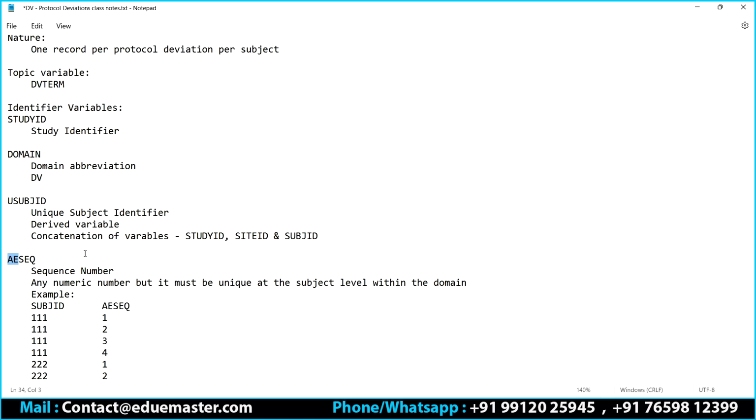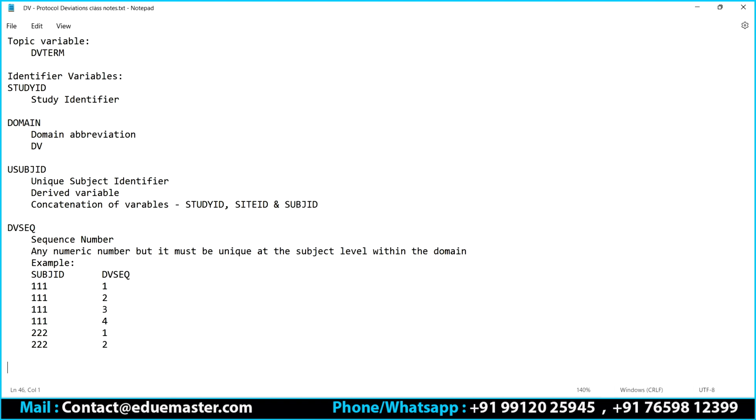Let's start with this particular variable, and that variable is nothing but your protocol deviation sequence number. Any numeric, but it must be unique at the subject level within the domain. The same thing, let's say you have your medical history sequence, you have DV sequence, correct? The same thing, the sequence numbers are going to be the same.